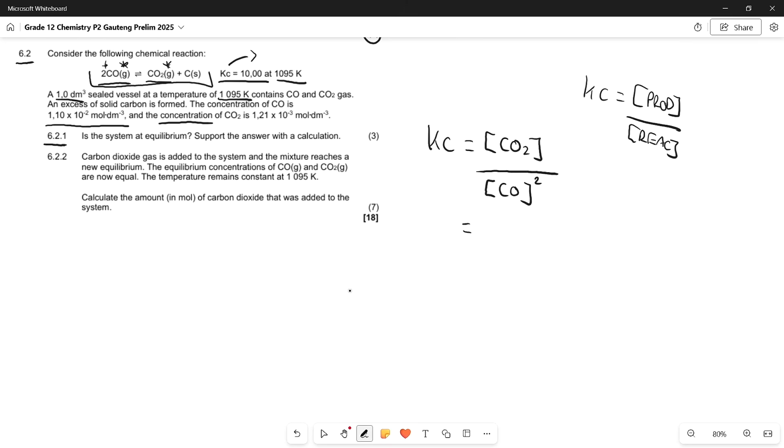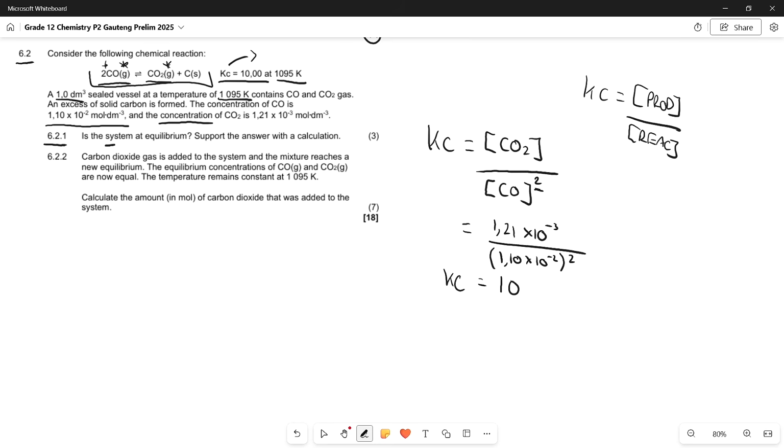Which means if we're dealing with the concentrations that they have given us, we can go ahead and write the concentration of CO2, which was 1,21 times 10 to the negative 3, and we can put that over 1,10 times 10 to the negative 2. And then we just have to go ahead and square this one like we had over here. So if we plug this in our calculator, we'll see that we do in fact get 10.